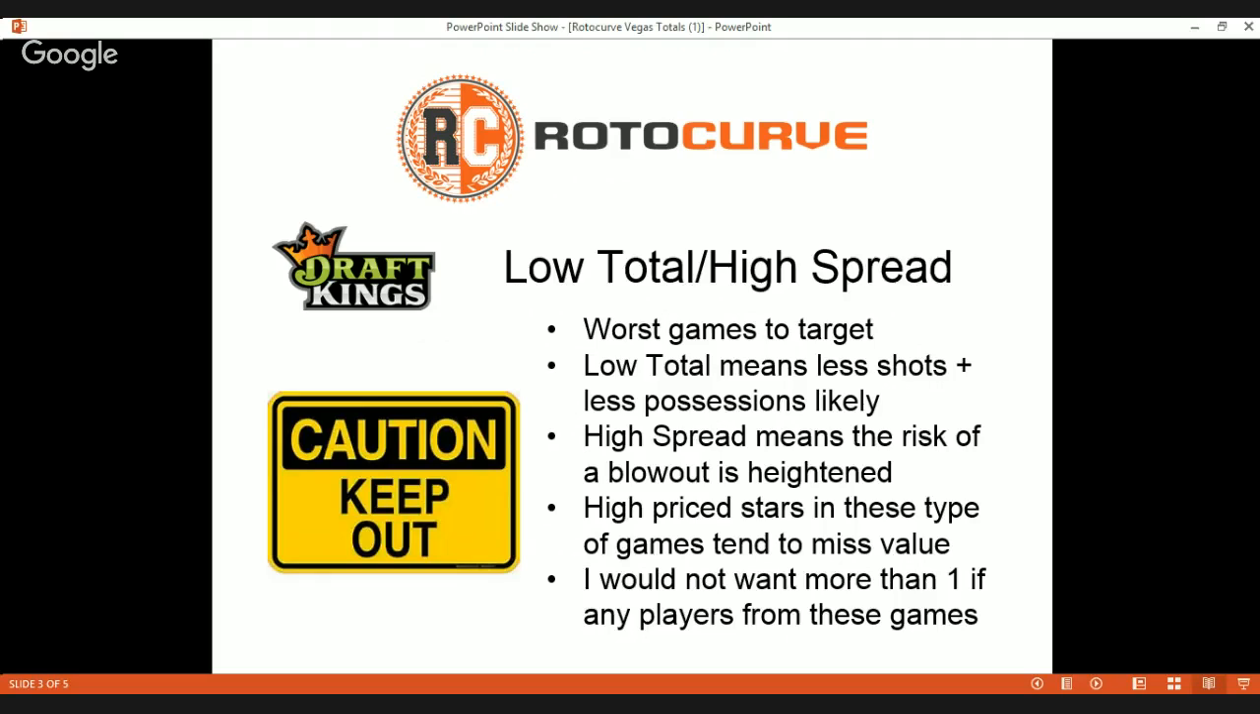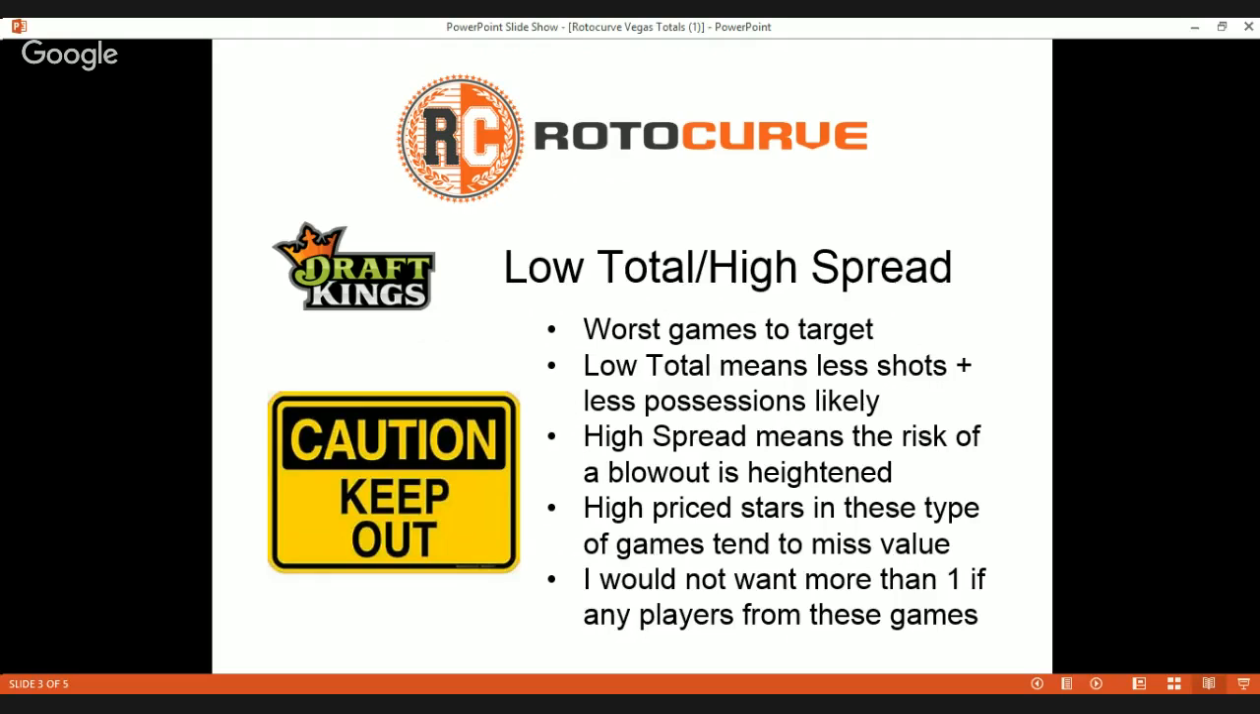That you might want to roster here. So that's why in a low total game, if there's not a lot of points scored and these guys aren't going to be playing their full allotment of minutes, it's pretty much a double whammy of things that can go wrong for you. And that's why these are some of the worst games to target. High price stars in these types of games definitely tend to miss value or to underperform their value overall.